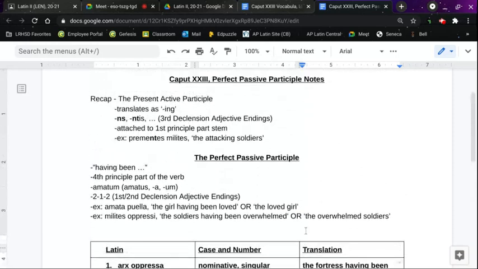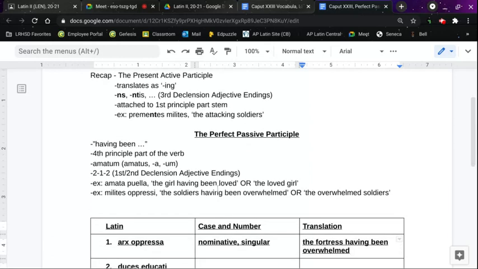All right. That should clear up the perfect participle. Well, obviously, these are the two most common, the present and the perfect. And then the other two types of participles are a little bit more obscure. But we'll cover them over the next couple weeks.